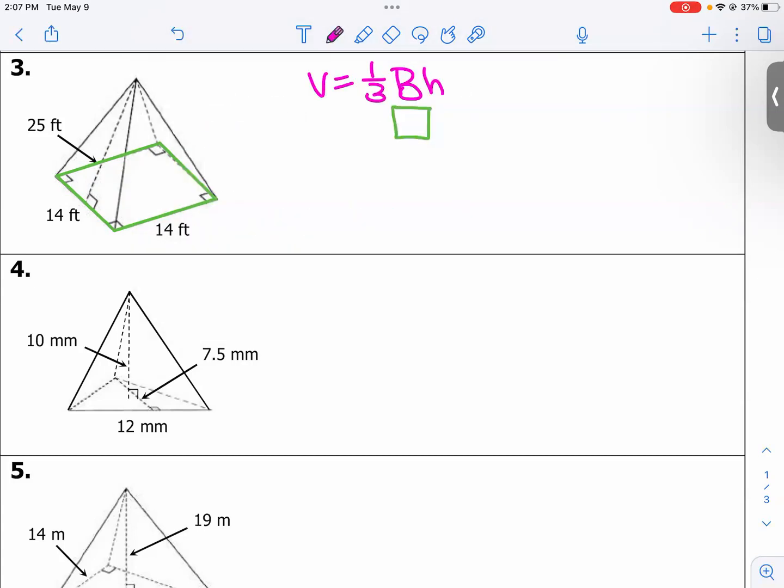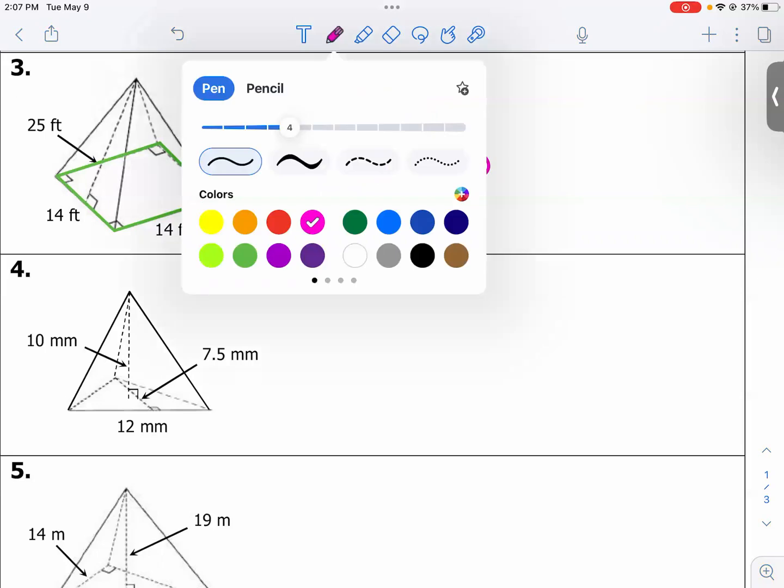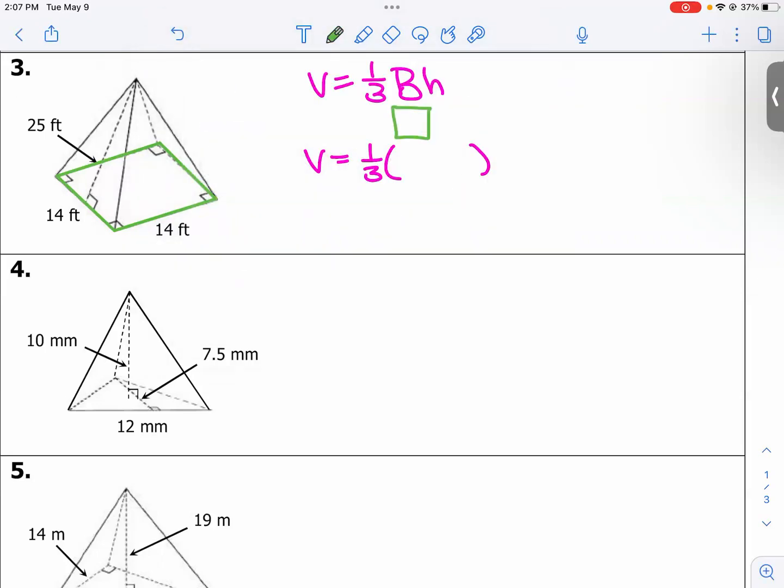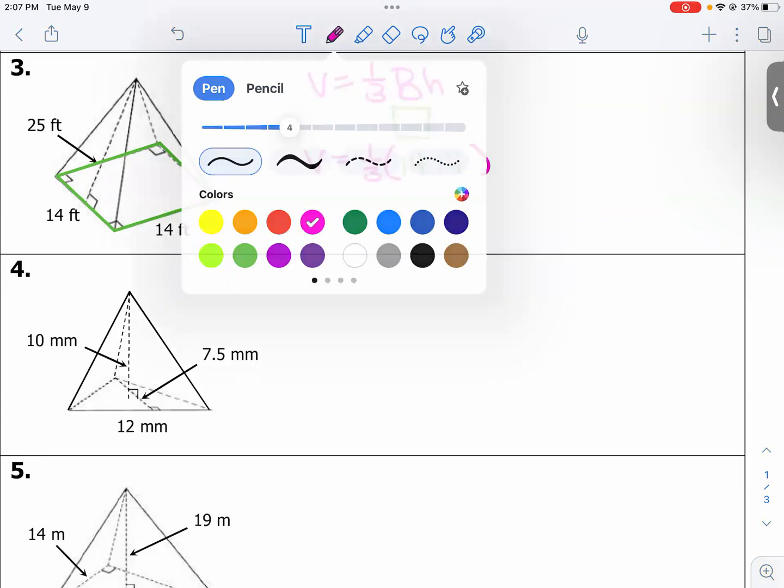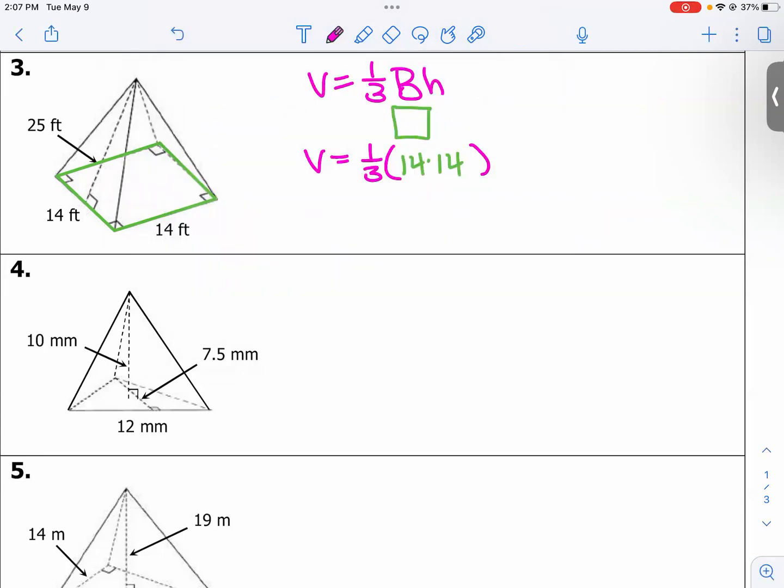Okay. So we have 1/3. Carson, how do we find the area of the base? 14 times 14, we have a square base. Jake, what's the height of our pyramid? For number 3? 24. You are not Jake. About 24. How'd you get 24? The Pythagorean theorem.